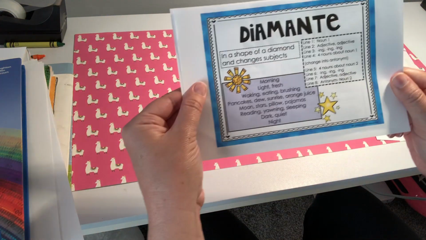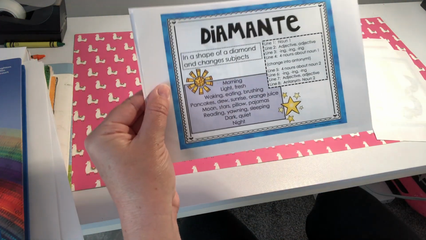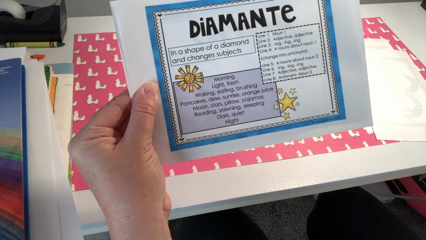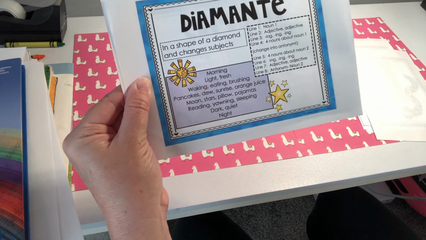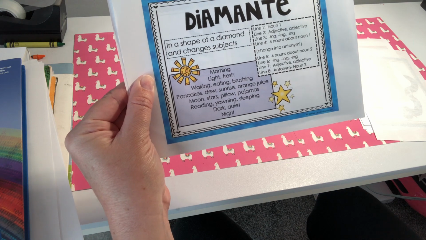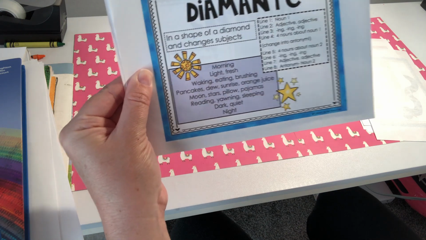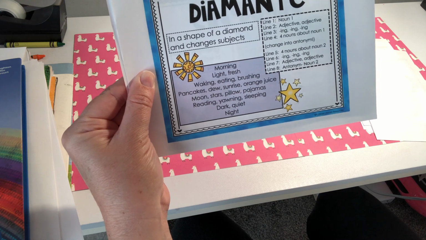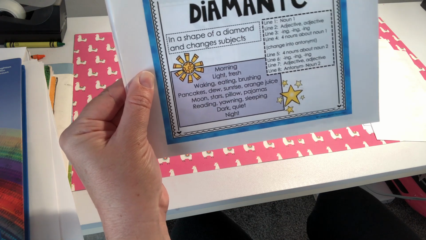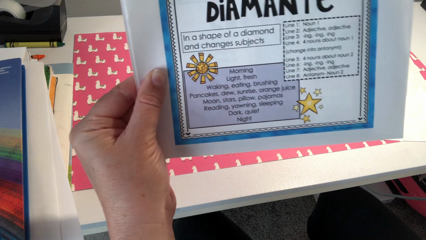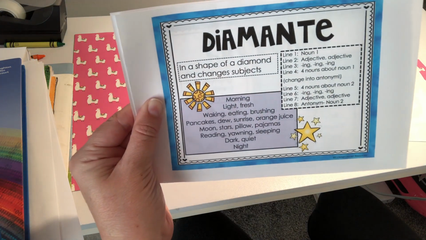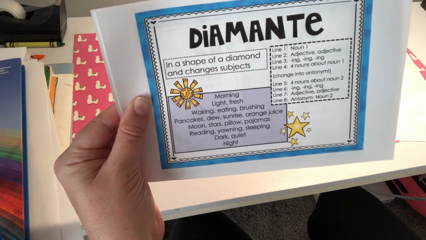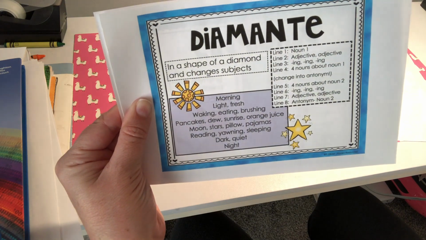So the example on here: morning, light, fresh, waking, eating, brushing, pancakes, dew, sunrise, orange juice, moon, stars, pillow, pajamas, reading, yawning, sleeping, dark, quiet, night. So this diamante starts with one topic and turns into the opposite of that topic. So give that one a try.